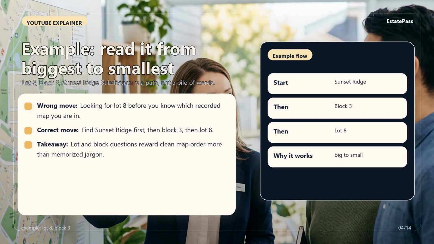When a question says Lot 8, Block 3, Sunset Ridge Subdivision, do not hunt Lot 8 first. Anchor the subdivision, then narrow to Block 3. Then find Lot 8 inside that block. If you start with Lot first, the exam can make the map feel more random than it really is.